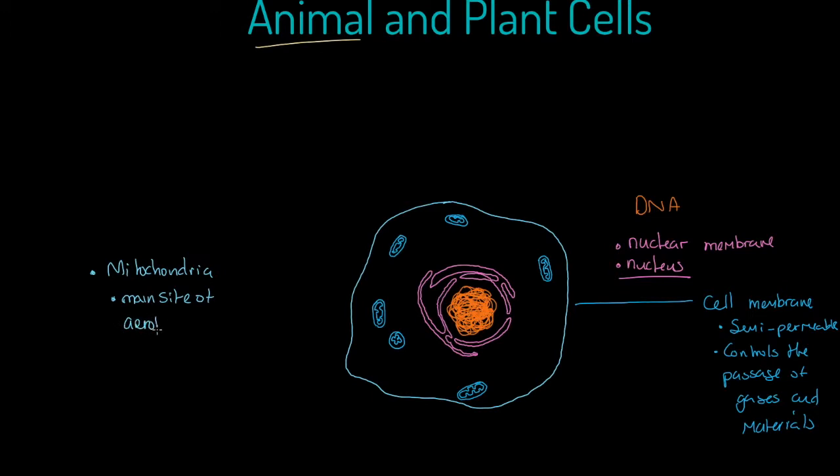We say main site because we've also got to include other processes of aerobic respiration, or certainly glycolysis, which actually occurs in other parts of the cell. But most aerobic energy is released in these mitochondria. So mitochondria are the main site of aerobic respiration.